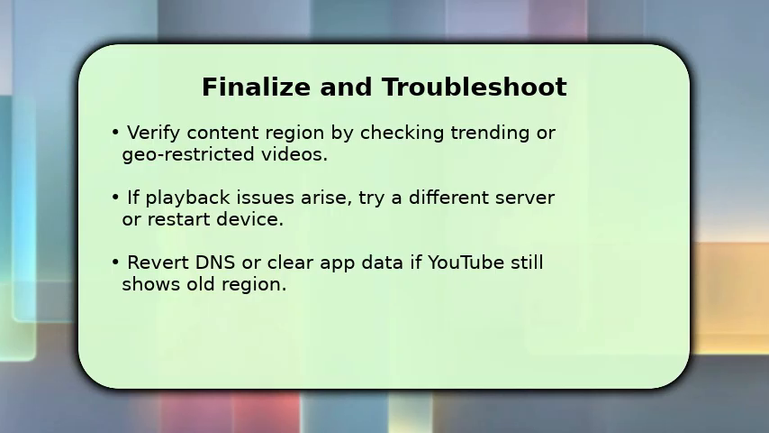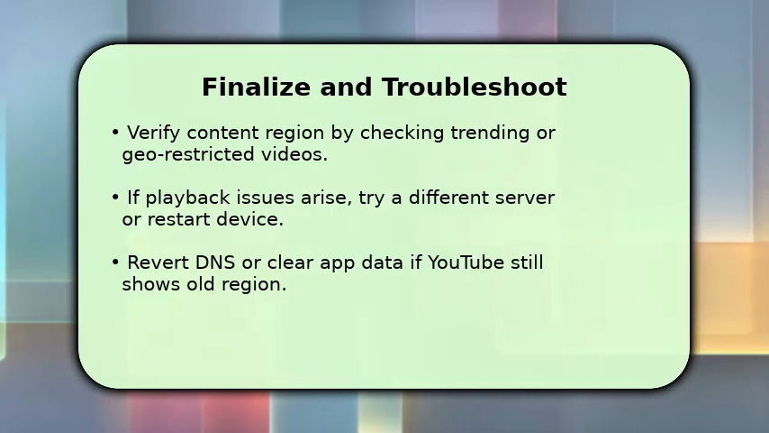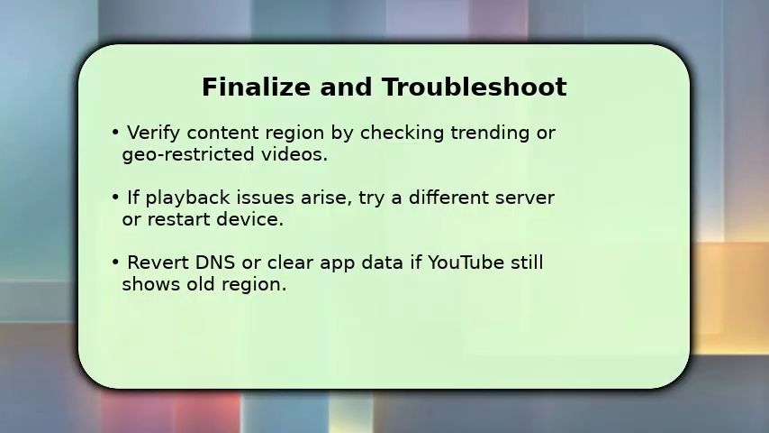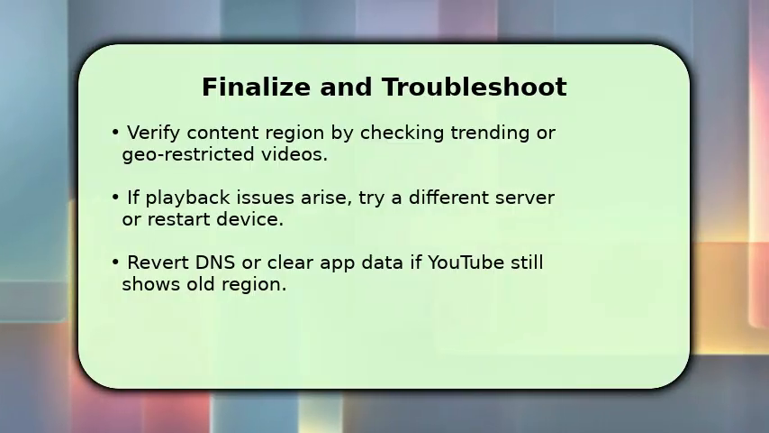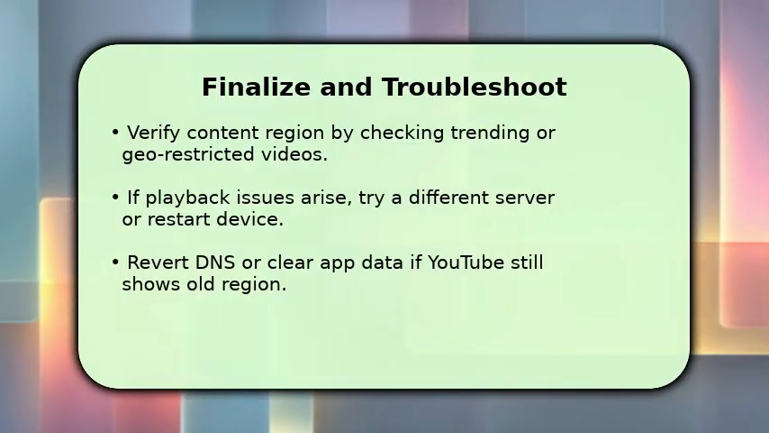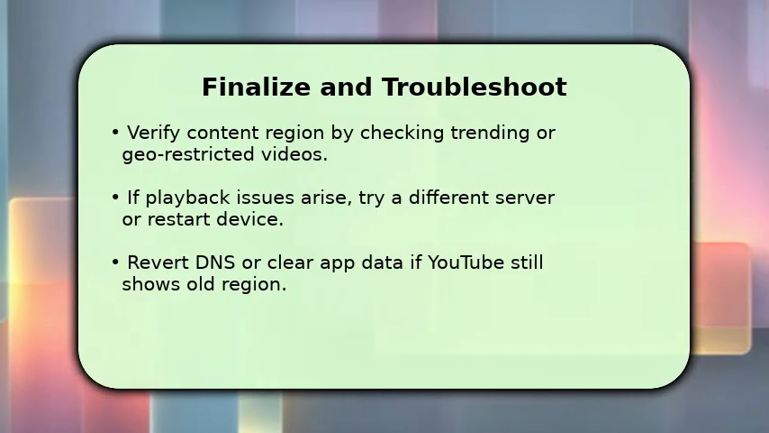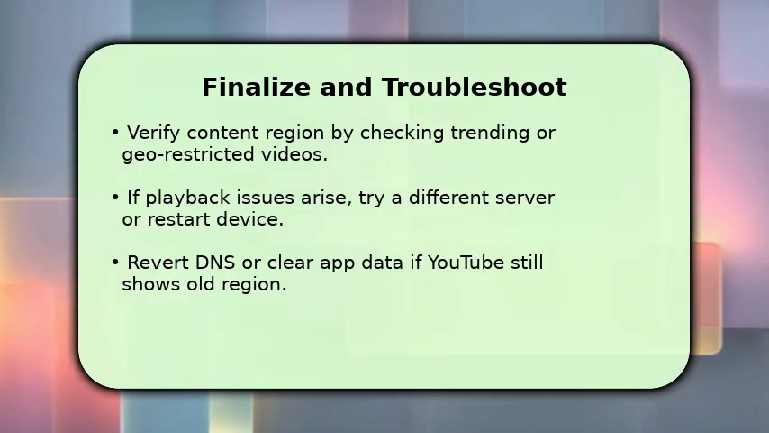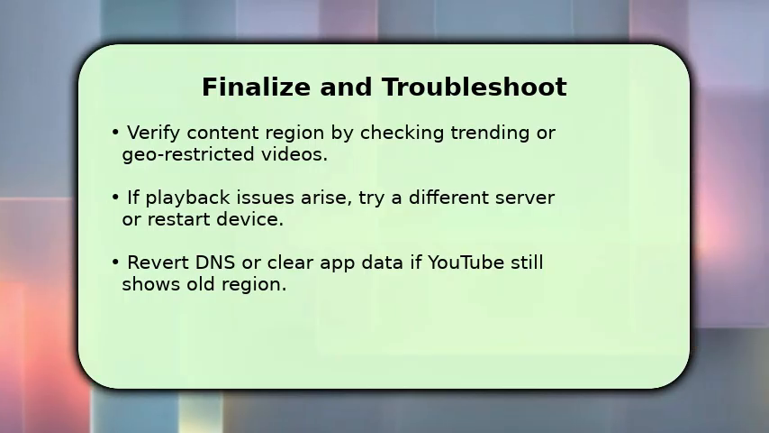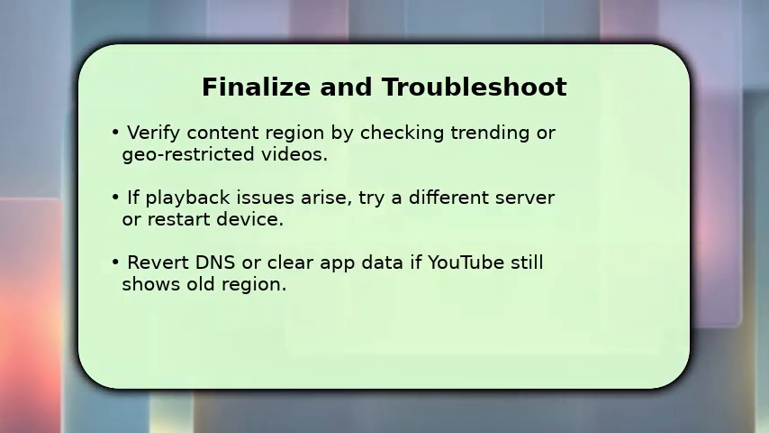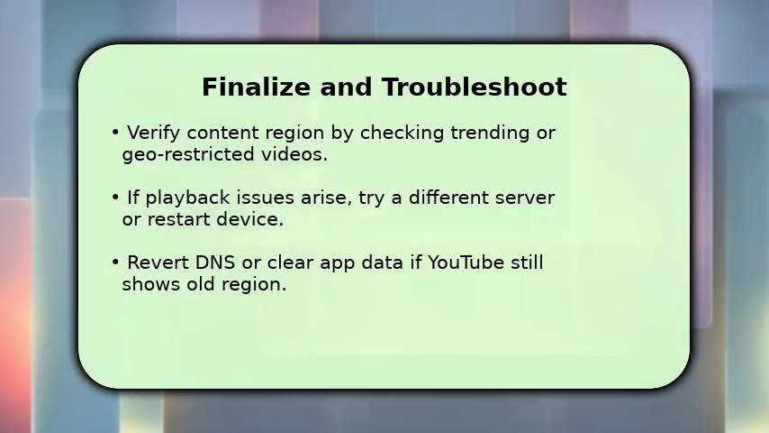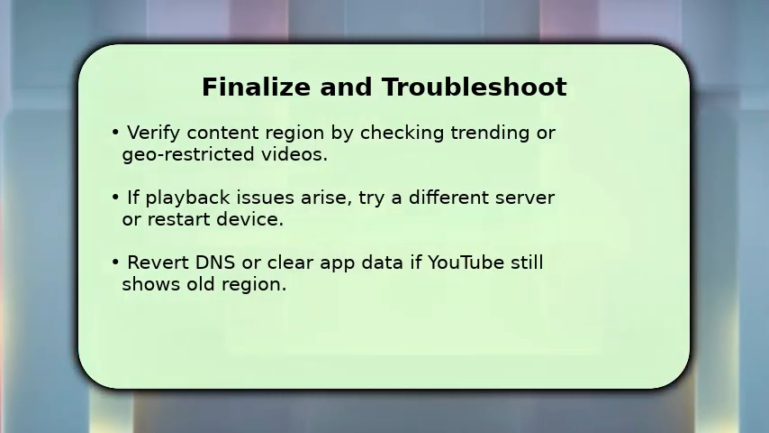If playback stutters or YouTube blocks access, switch to another server in the same country, restart the app, or reboot your device to refresh DNS. If YouTube still shows the old region, clear app data, reset browser cookies, or toggle the VPN off and on. Remember, changing servers or DNS usually resolves the majority of issues quickly.